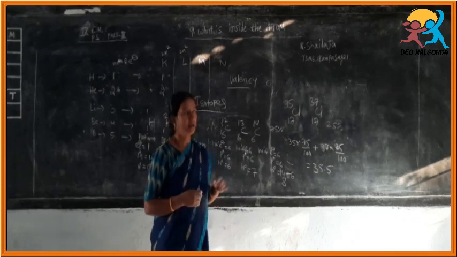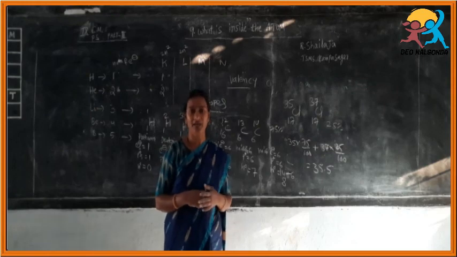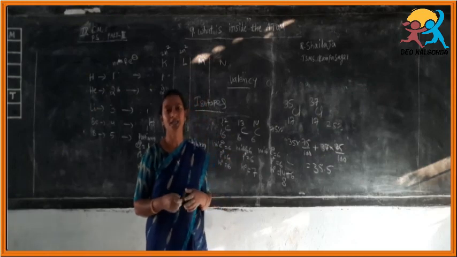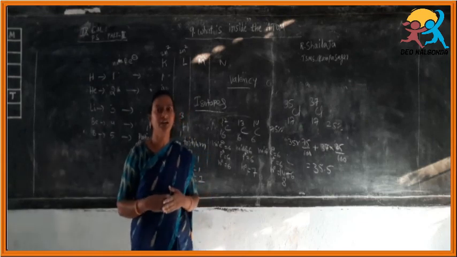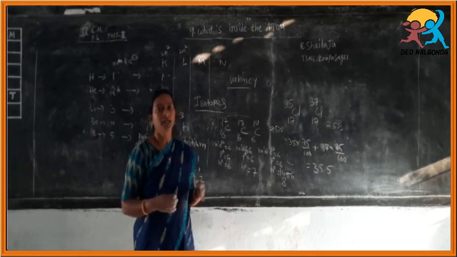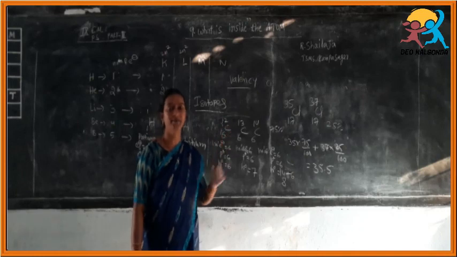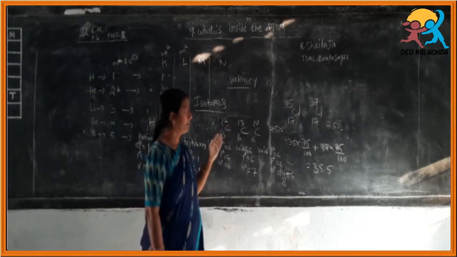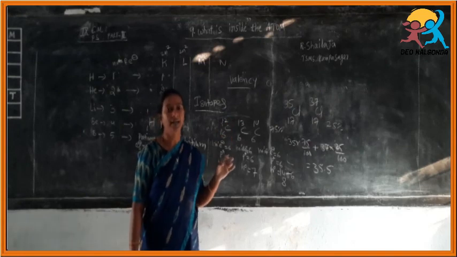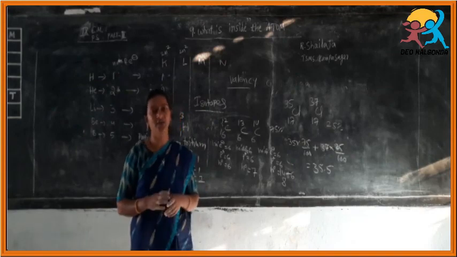So in this lesson, we learned about Niels Bohr. We completed the topics: the Niels Bohr atomic model, the distribution of electrons in the shells, how electrons are arranged in the K shell, L shell, and M shell, valency, writing the symbols with atomic number and mass number, and last, isotopes.